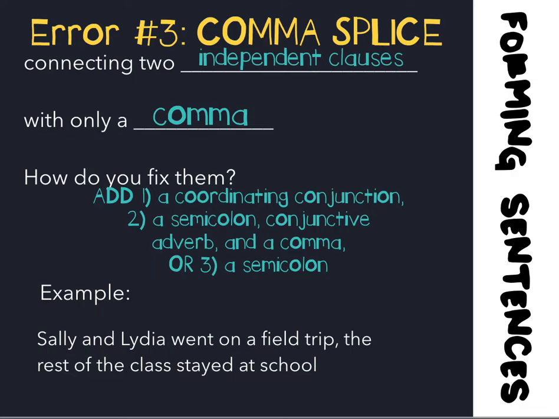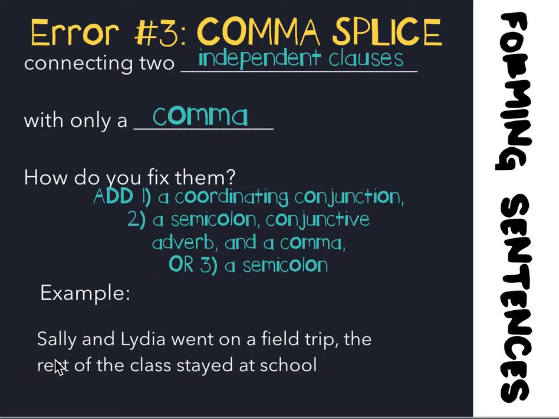Replace the comma with a semicolon, add a conjunctive adverb, and then add a comma, which is a complicated fix. Or you can simply replace the comma with a semicolon. There are other ways to fix comma splices too. You might end up wanting to rewrite the whole sentence. It totally depends on the context of your writing piece.